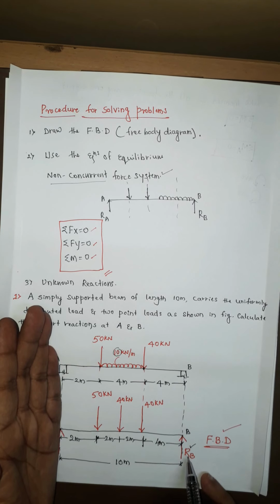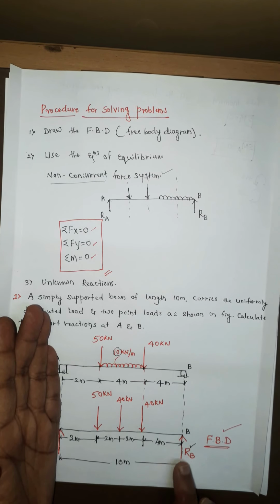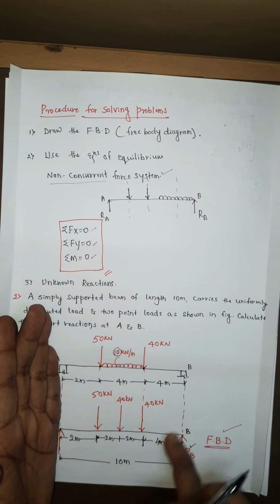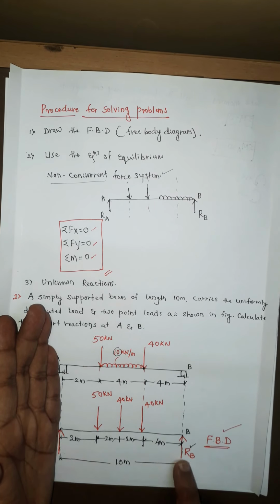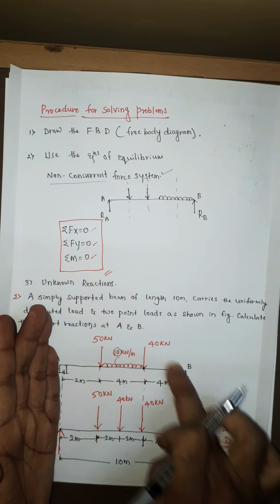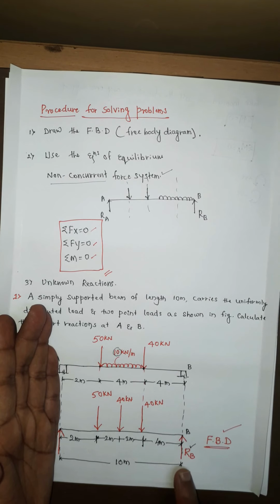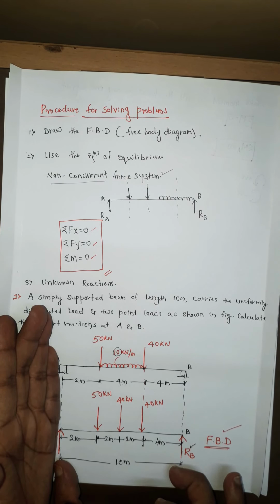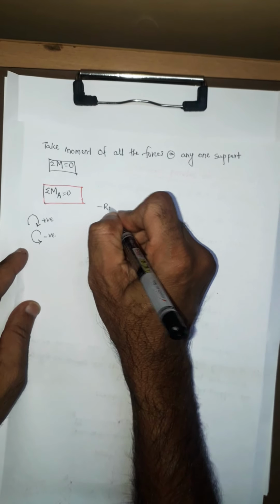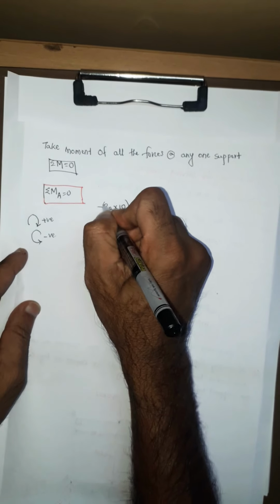Now take moment of RB. So RB into the perpendicular distance between RB and A. So this is 10. So RB into 10. Now with reference to A, this is going to produce clockwise. Moreover, this one, see the arrowhead, is going to produce anti-clockwise. Anti-clockwise means it is minus. So minus RB into the perpendicular distance 10. So first is minus RB into 10.